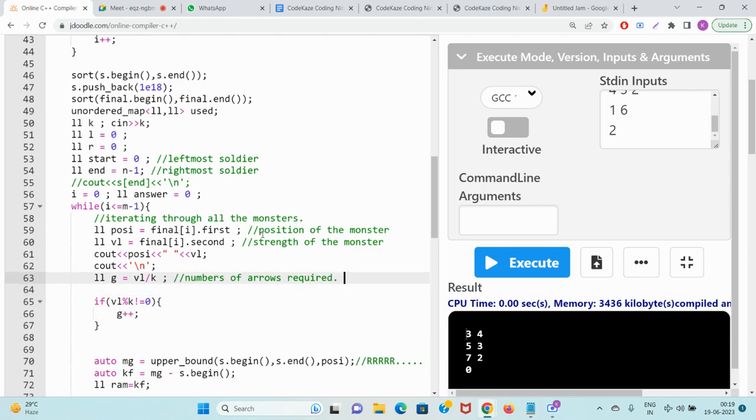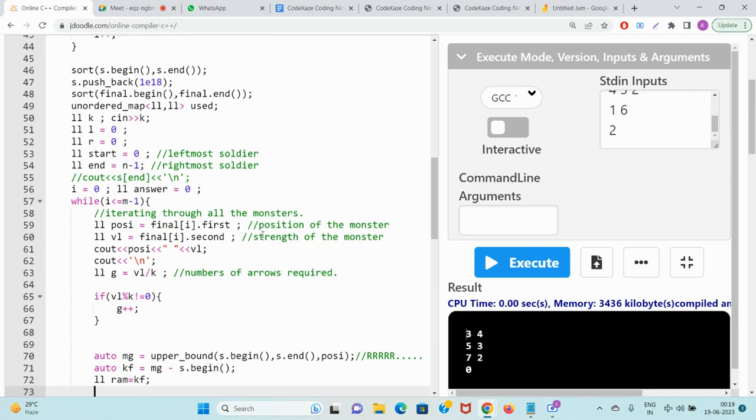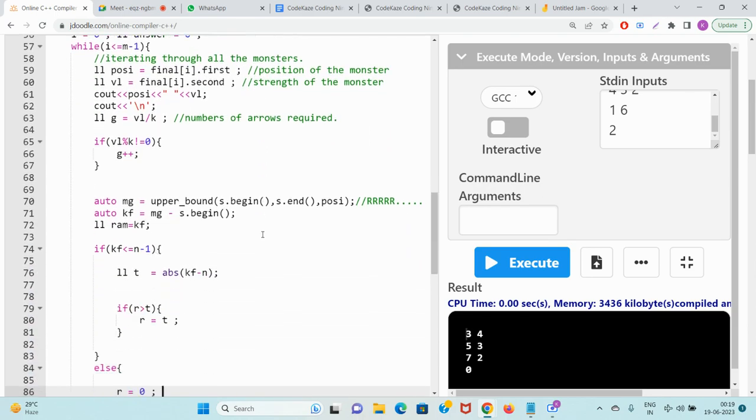Okay, if VL mod k equals 0, then don't do anything, or else do G plus plus. For the Python guys, write G equal to G plus 1. I don't want to offend you. Okay, guys, now ignore this much code.